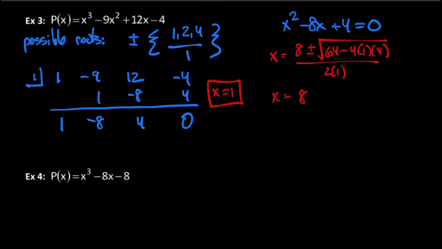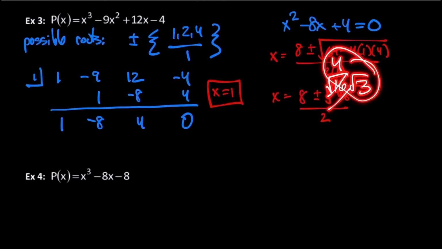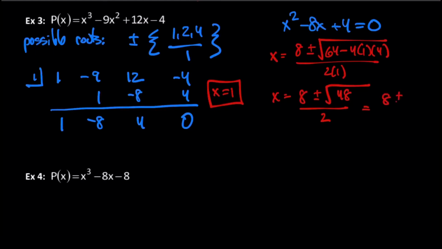So let's clean this up. 8 plus or minus, that ends up being 64 minus 16. I believe that's 48, all over 2. And 48, if you remember, is 16 and 3, so that's going to be 4 radical 3. 8 plus or minus 4 radical 3, all over 2.